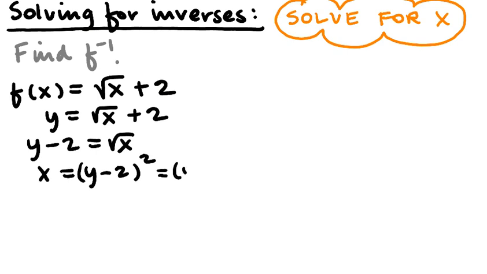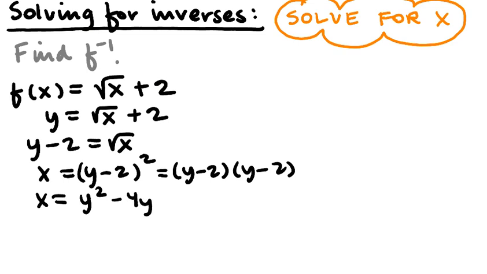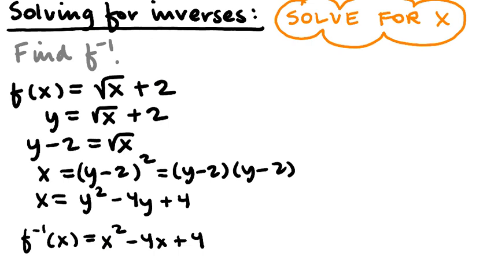But y'all have been in this class long enough. Y'all know that I have to set up for FOIL on this. And this will be x is equal to y squared minus 2y minus 2y plus 4. And you could write this, if you wanted, as f inverse of x equals x squared minus 4x plus 4. I think that's enough as far as solving for inverses.